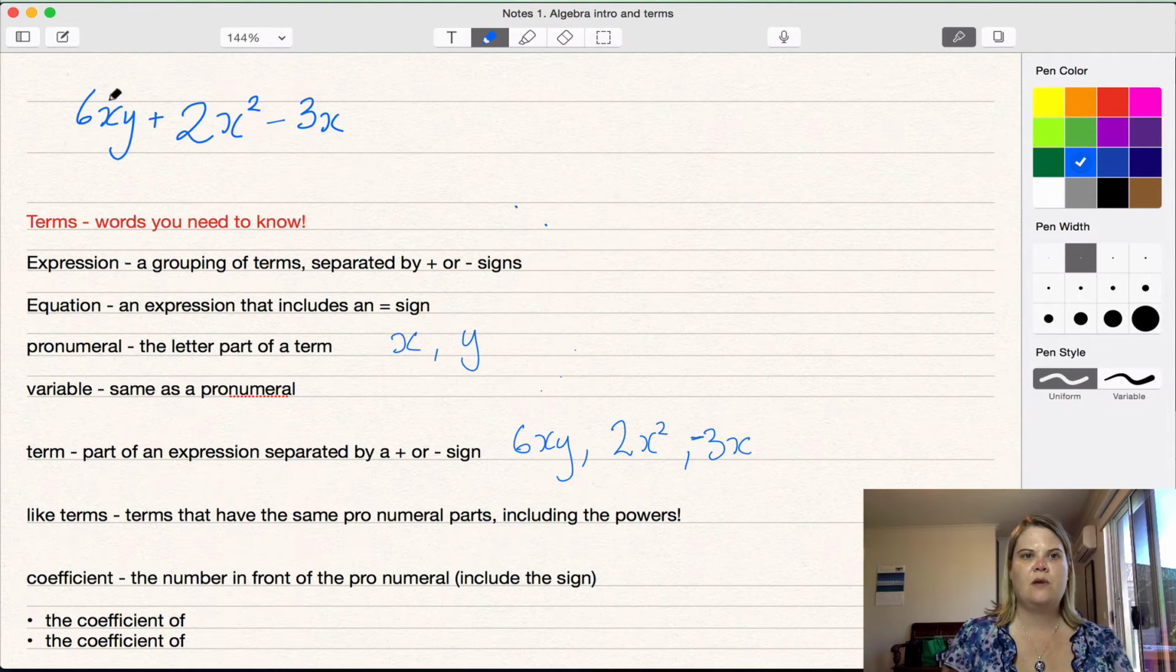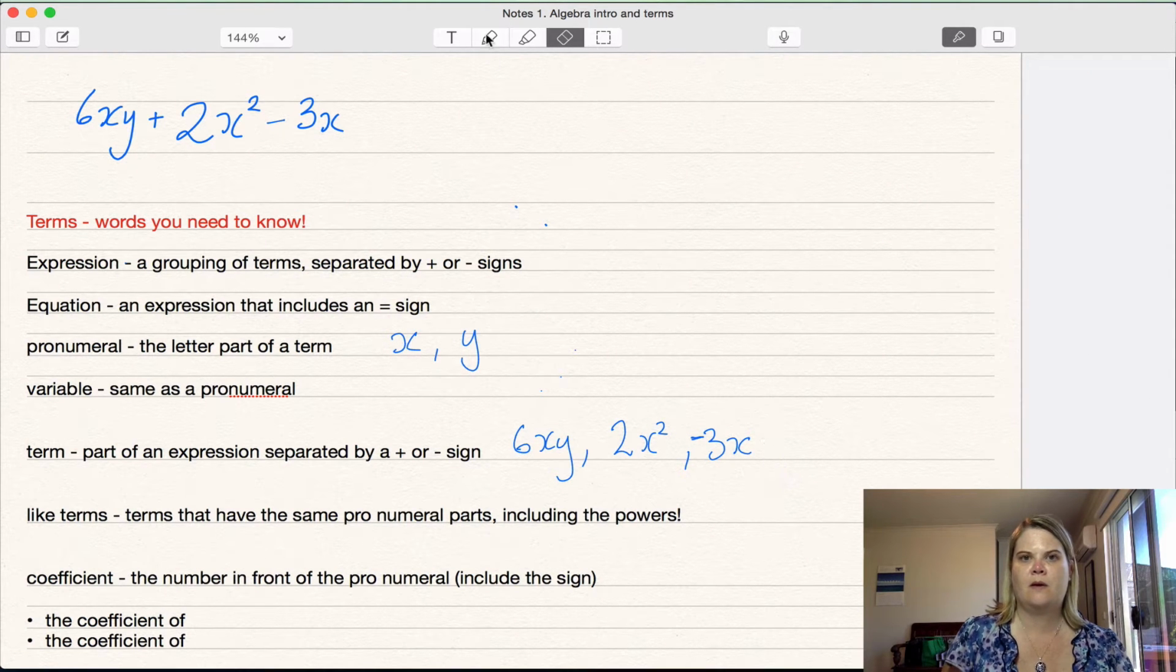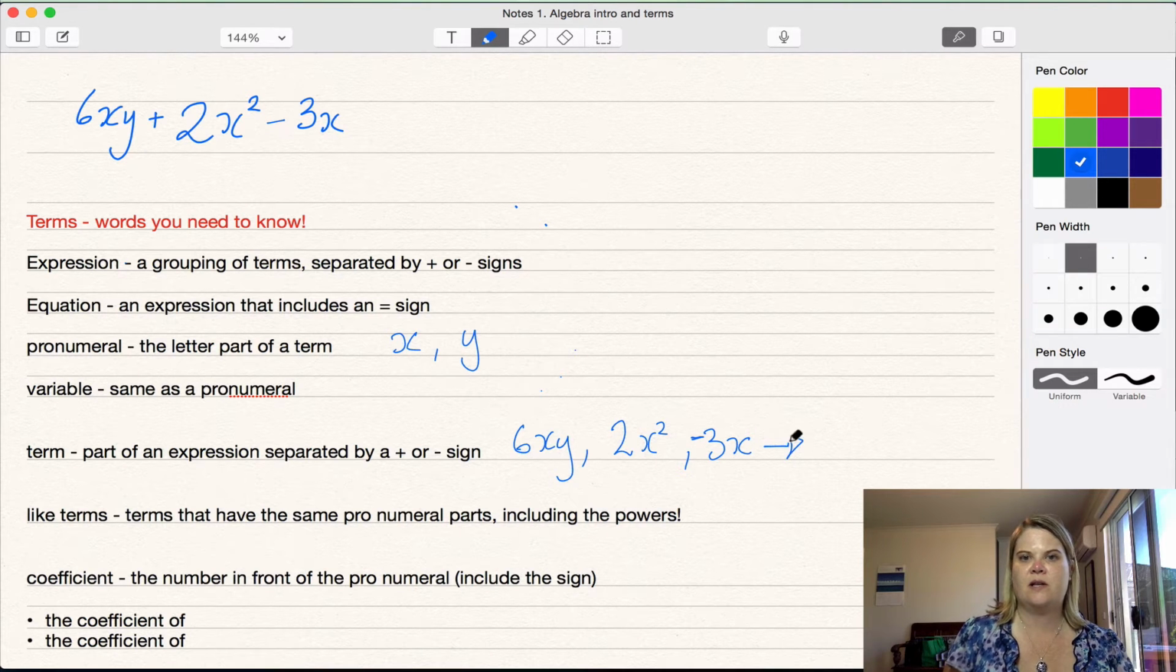In this example, there are 1, 2, 3 different terms. So you might be asked to calculate how many terms in an expression, and you just count them up in between the plus and the minus signs.